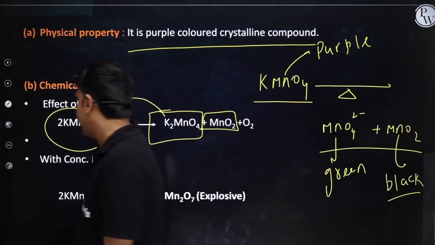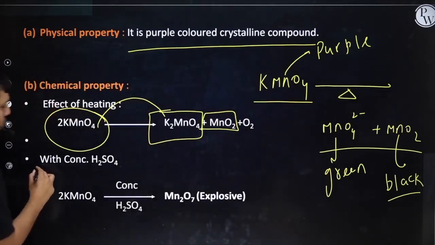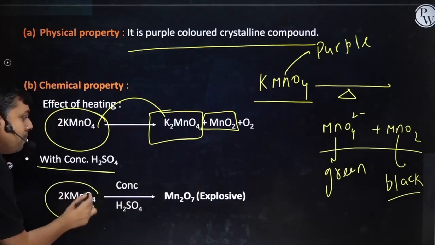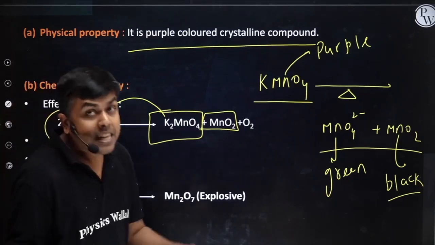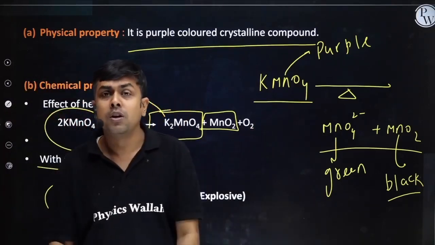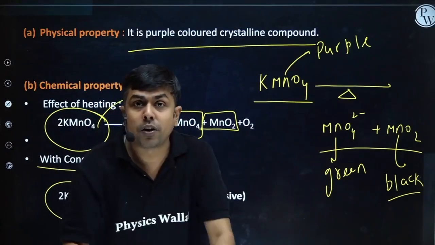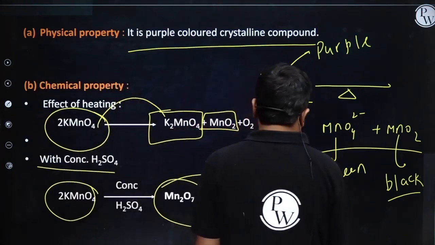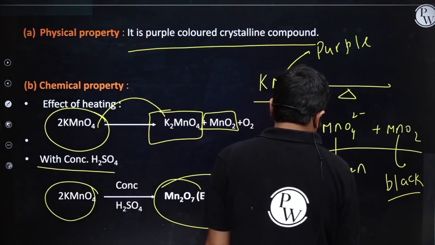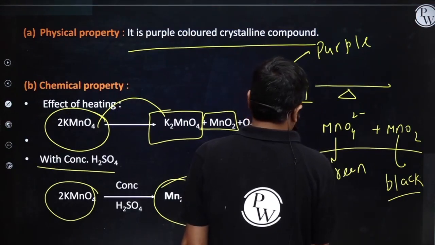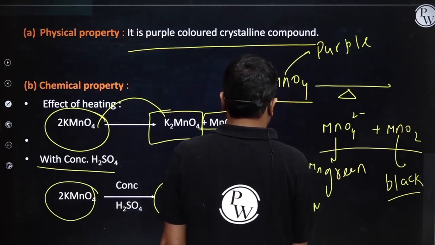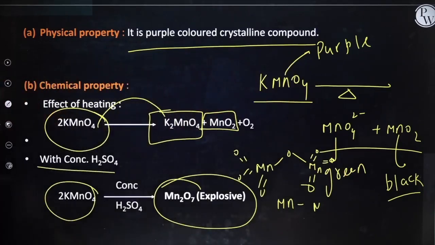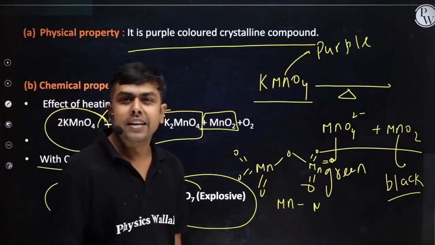Color is also important. Next one, with concentrated H2SO4: as soon as you add H+ to this KMnO4, whenever potassium permanganate is treated with concentrated H2SO4, it gets converted to Mn2O7. It's an explosive substance. This is the structure of Mn2O7. Am I clear? Shall I move ahead? Let's move ahead, student.